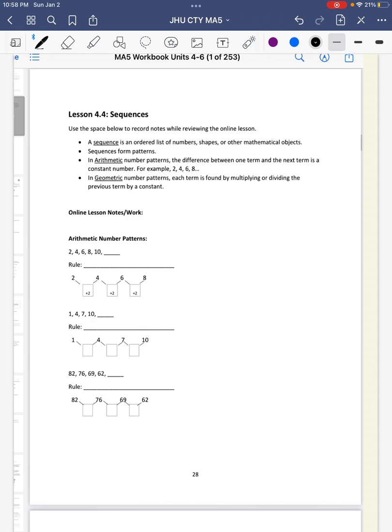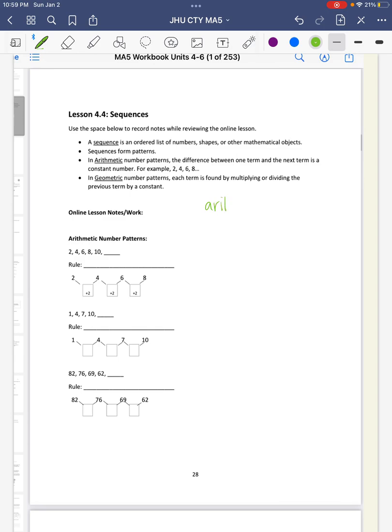And these are some important definitions that I just want to point out really quick. A sequence is an ordered list of numbers, shapes, or mathematical objects. Could really be anything. It's just a pattern. An arithmetic number pattern is when the difference between one term and the next term is a constant number. So that means I'm either adding the same number or subtracting the same number.